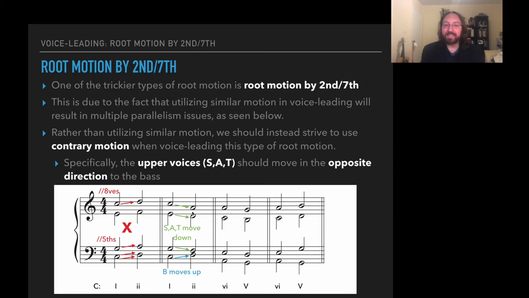So we see the same issue if we are moving down, a root motion down by second. In this case, 6 going to 5. And we see first that we have parallel octaves in the outer voices and parallel fifths between the bass and tenor. So again, if the bass is moving down, then we want the rest to move up. And that's what we do. There is a leap involved in this, but that's absolutely fine. There's no issue with that. We don't run into any parallelisms here.